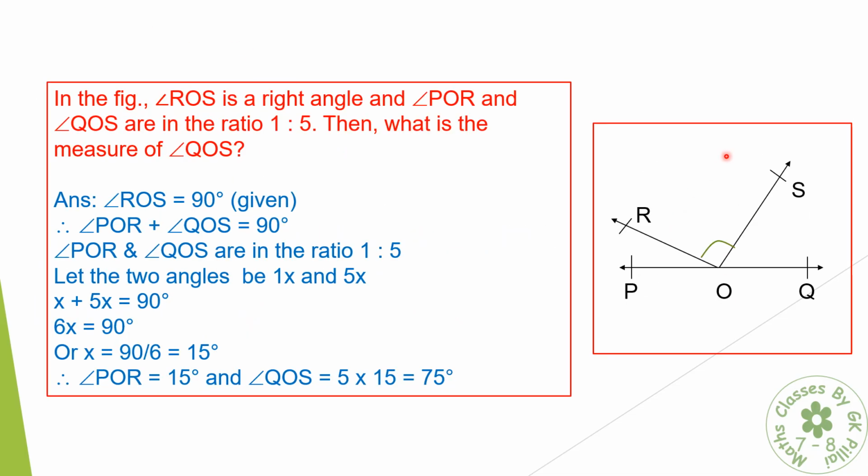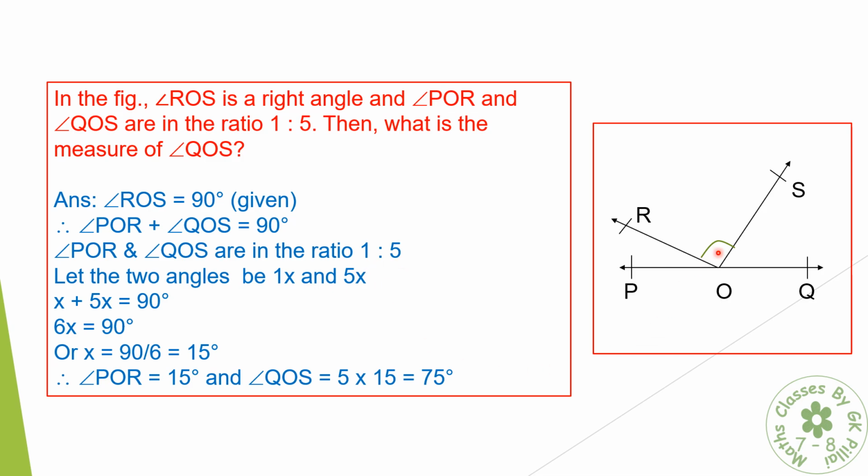In this figure, angle ROS is given to be 90 degrees. And these two angles, angle POR and QOS, are in the ratio 1:5. Whenever you get two angles to be in a particular ratio, we keep it as 1x and 5x, or 1a and 5a, or 1y and 5y, whatever it is. So here also we will keep the two angles to be 1x and 5x.